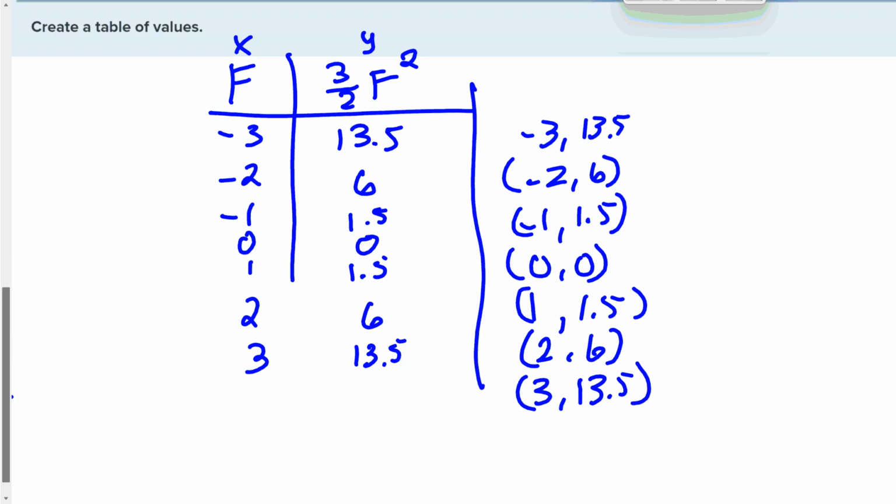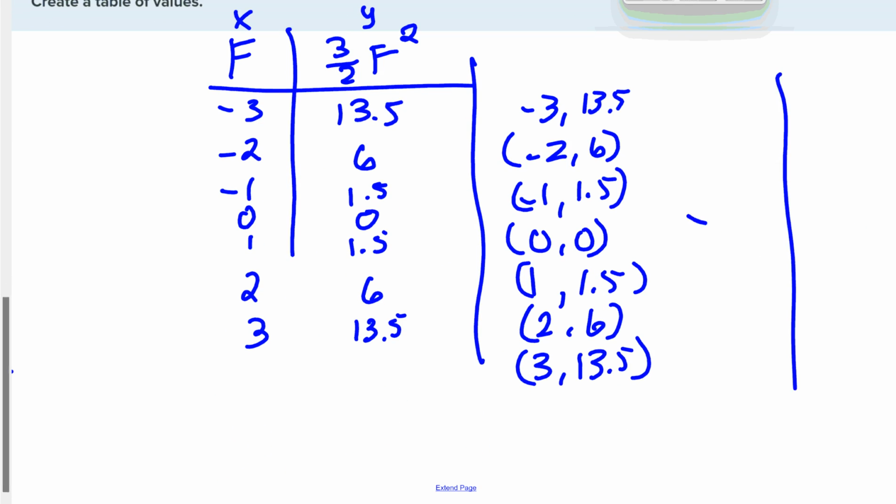So now that I have my table, now I can graph these. Maybe I'll move that down a little bit, since it's going up to 13.5. So 1, 2, 3, 4, 5, 6, 7, 8, 9, 10, 11, 12, 13, 14. So in between there. So -3, 13.5, +3, 13.5, -2, 6, 2, 6, -1, 1.5, positive 1, 1.5, and 0, 0.